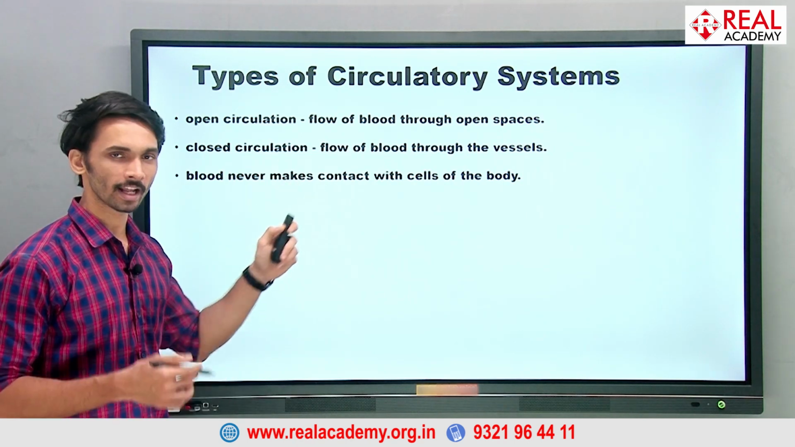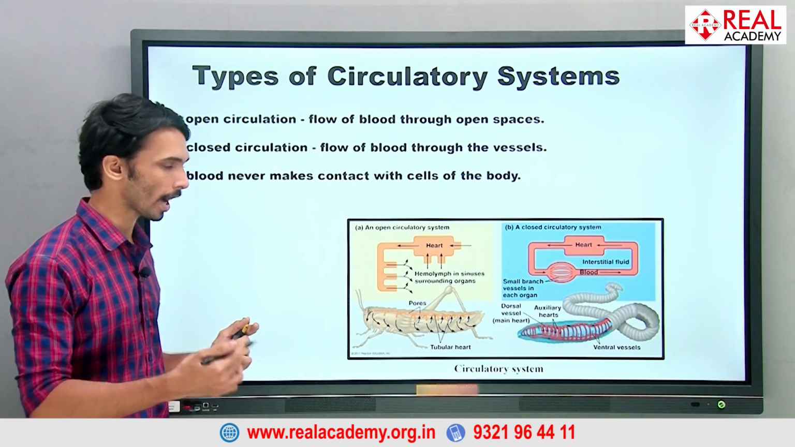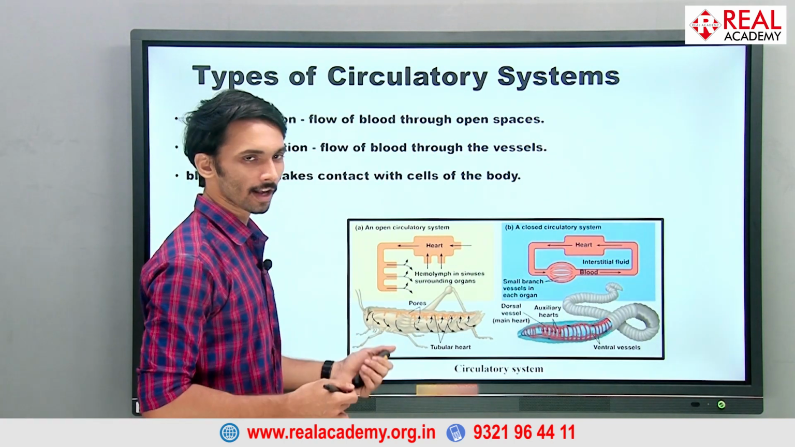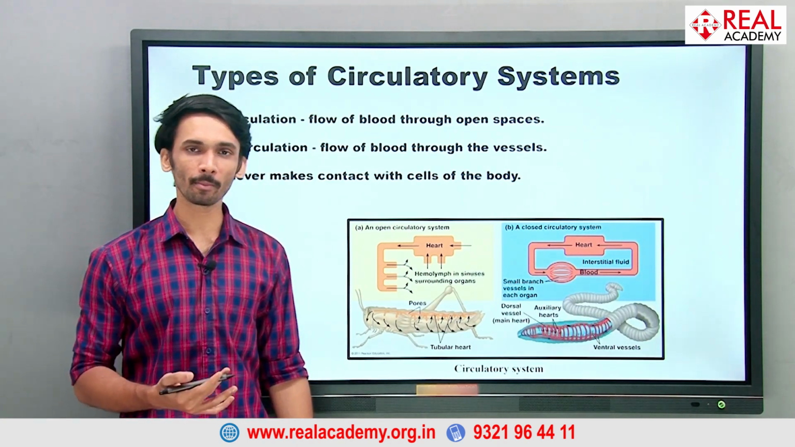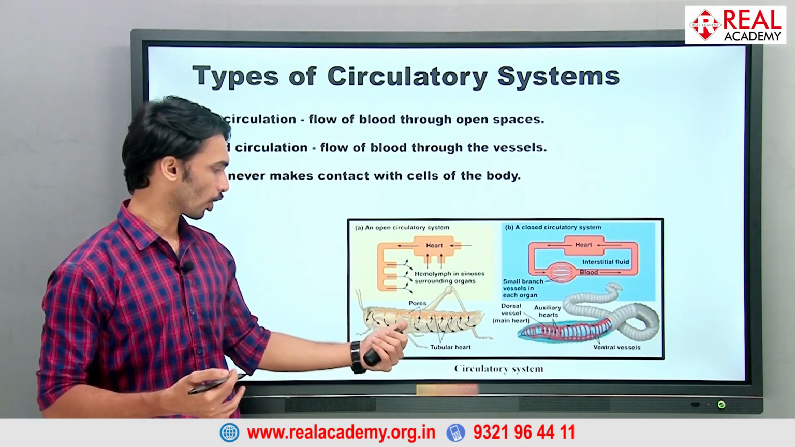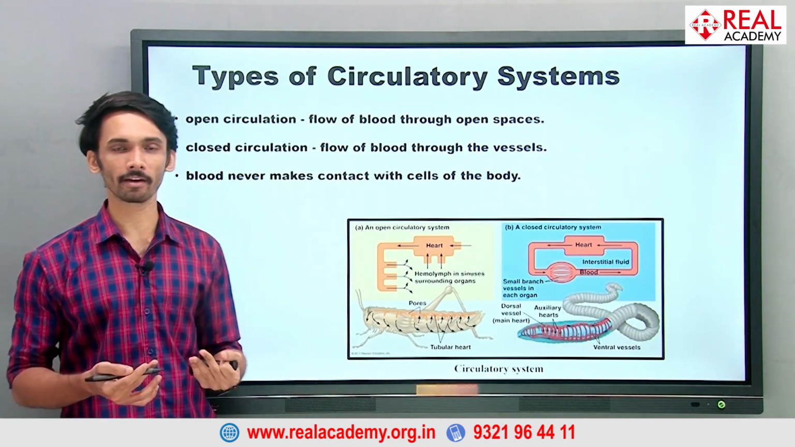Before talking about that, let us just move towards this diagram. We can see the two diagrams here. It's two animals here. First one a grasshopper, second one, as we already know, an earthworm. Now, what is the difference between both of them? If we talk about this organism, he doesn't have blood vessels. इसके पास blood vessels नहीं है.